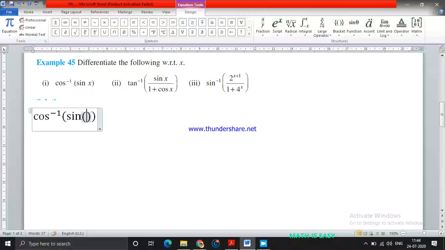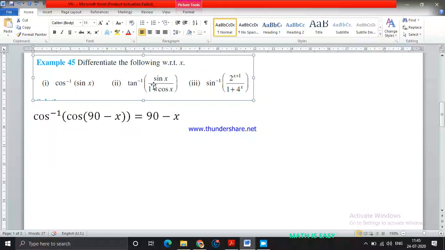Sorry, not sine, this should be cos, because sine theta you can write as cos of 90 minus theta. Sorry, 90 minus x. Can we write? So you have cos inverse of cos theta, which is going to be just theta, that is 90 minus x. Now if I differentiate this one, derivative of 90 is 0, and derivative of minus x is minus 1. So the final answer of the derivative will be minus 1.